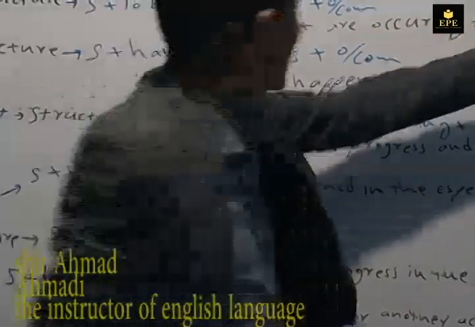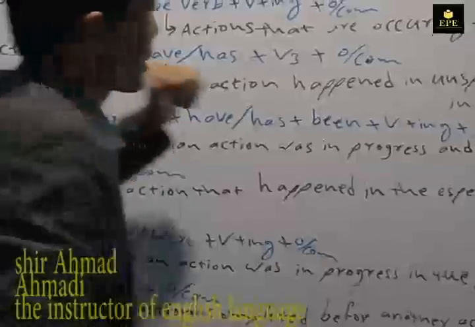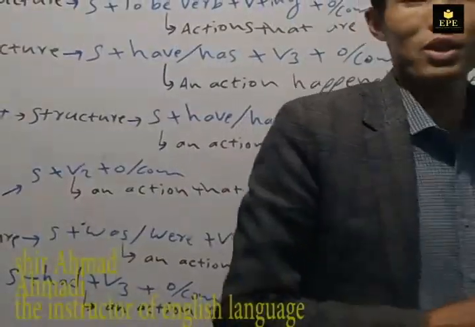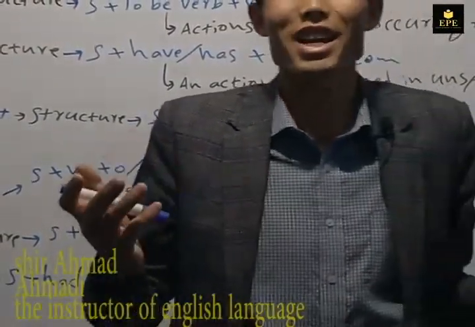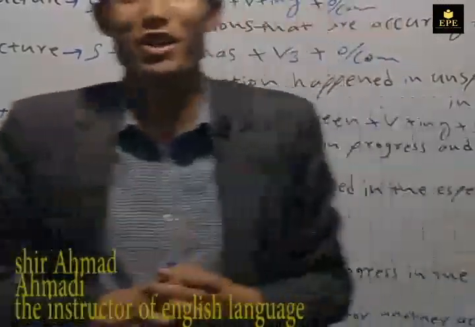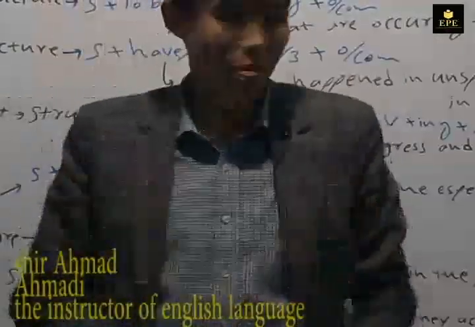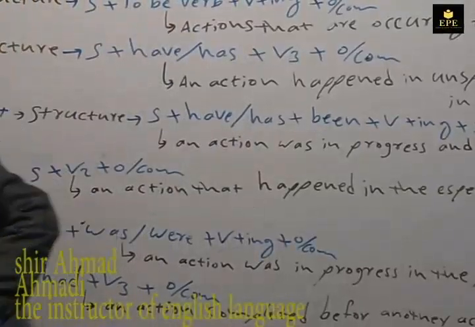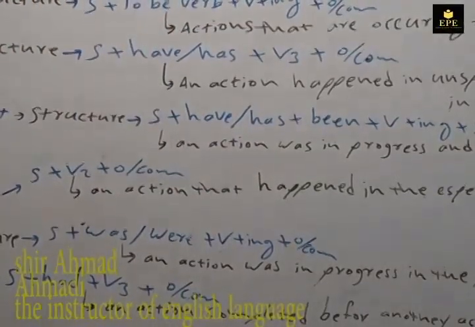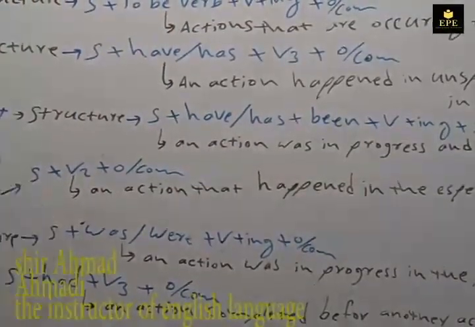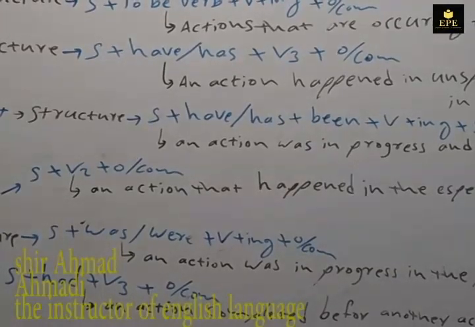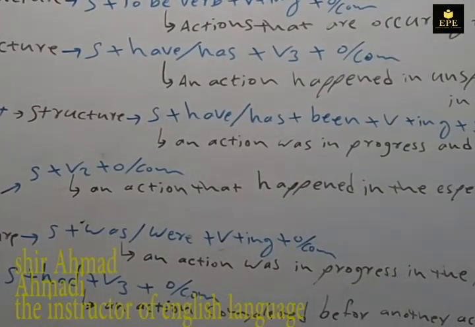So, the example for simple present tense: I study English every day. It's my habit. I study English. I love the English language. I study every day. So, this one is simple present tense. Let's move to another tense. Another tense is present progressive tense.